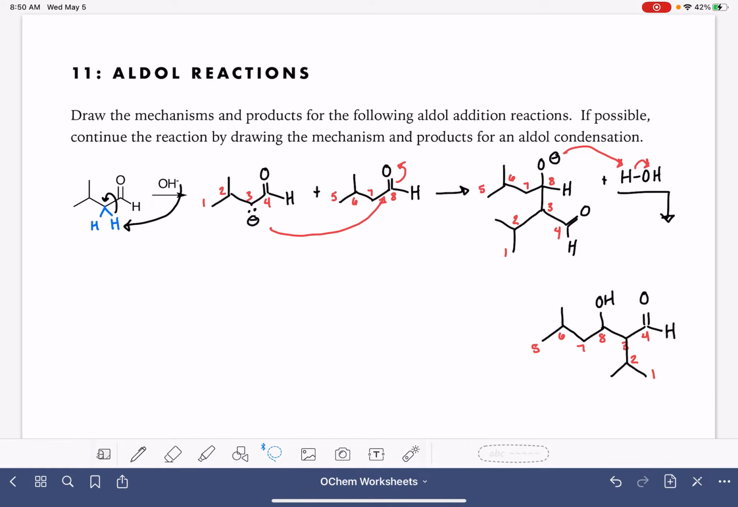The products of an aldol addition reaction are also able to undergo a condensation reaction as long as there is another alpha hydrogen. So looking back at the carbonyl carbon, if there is another alpha hydrogen available, then it can undergo a condensation reaction. In this reaction, we are dehydrating, we're removing the OH group and also the alpha hydrogen, and putting a double bond in that position right there.